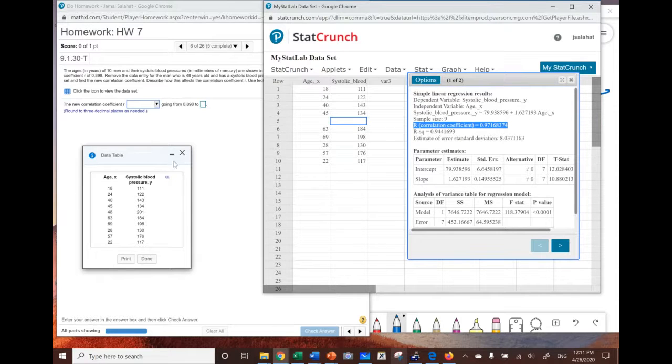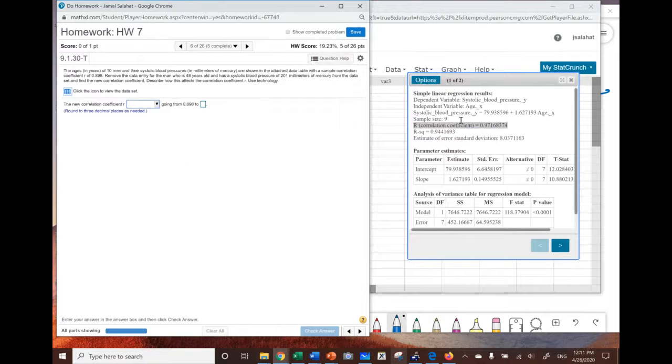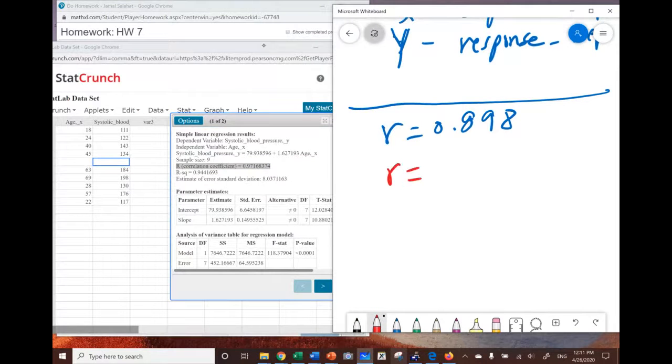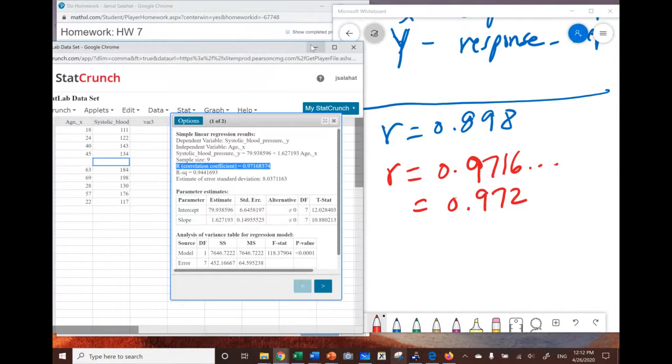And they want the R, let me close this, I don't need it. They want the R only. Again, in here they say the new correlation coefficient R. Let me copy this R here. The new R is equal to 0.9716, which is roughly 0.972. Okay, so this is the new R. So let me just put this down.